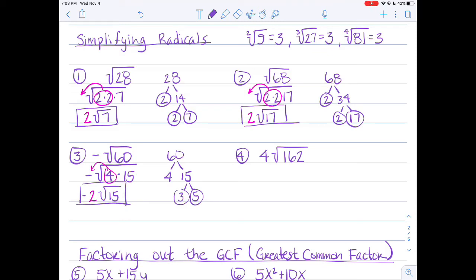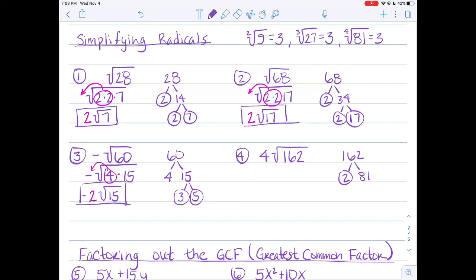Finally, let's look at 4 and 162. Gosh, 162 is kind of a big number, but I know that 2 has to go into it because it's an even number. So I could say 2 and 81. All right, so 2 is prime, but I noticed something special about the number 81. 81 is a perfect square. It's the perfect square of 9.